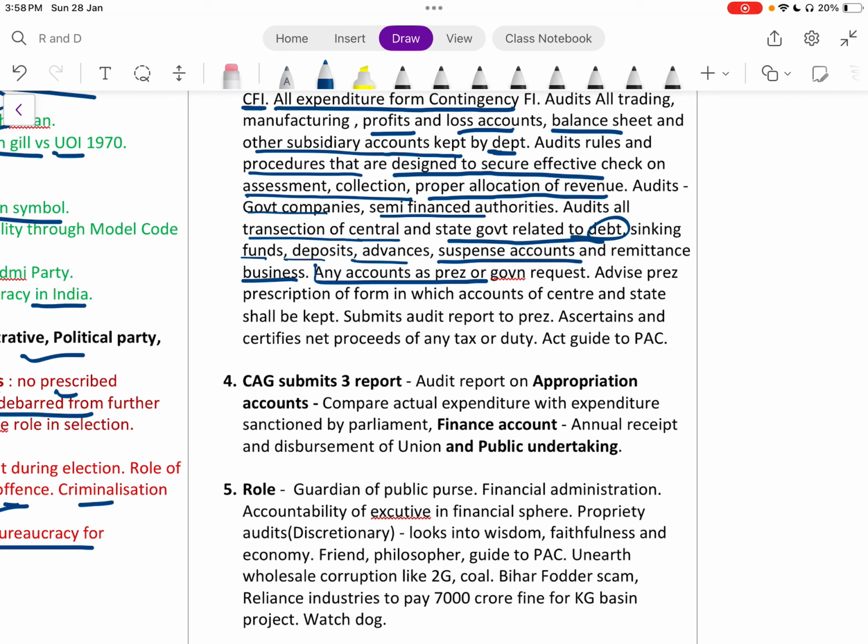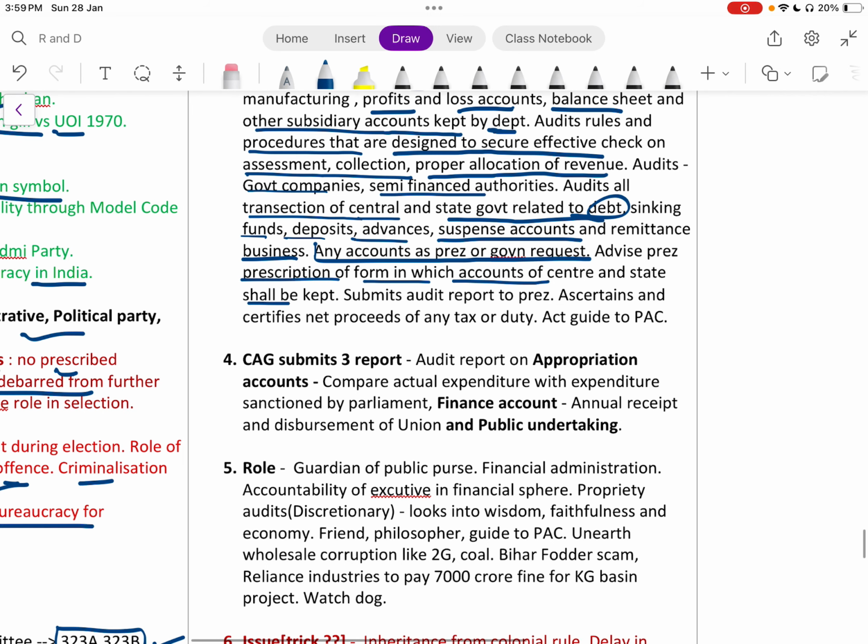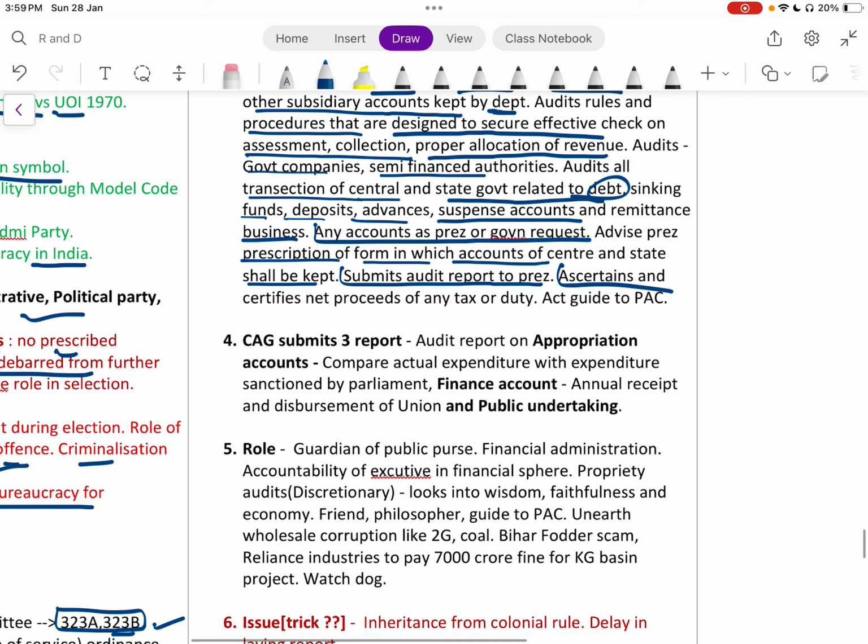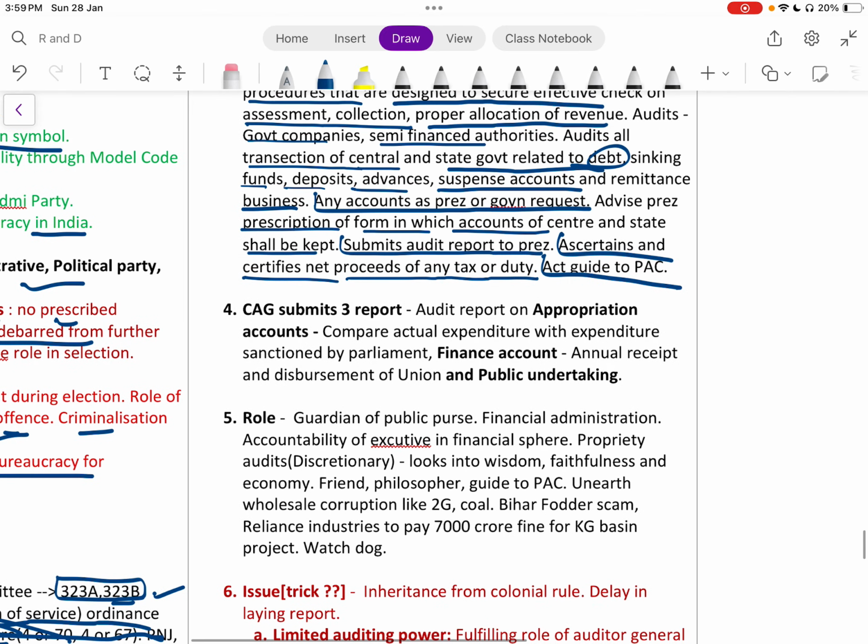Any account, as the President or Governor requests. Advise the President on the prescription of the form in which accounts of the centre and states shall be kept. Submit audit reports to the President. Ascertain and certify the net proceeds of any tax or duty. Act as guide to the Public Accounts Committee. Okay, so these are the functions.